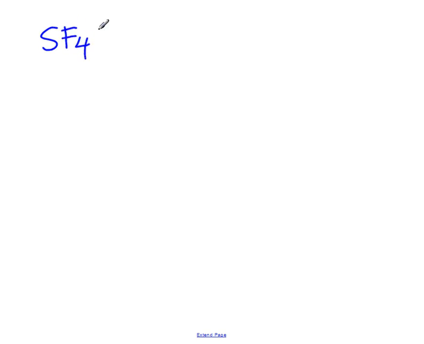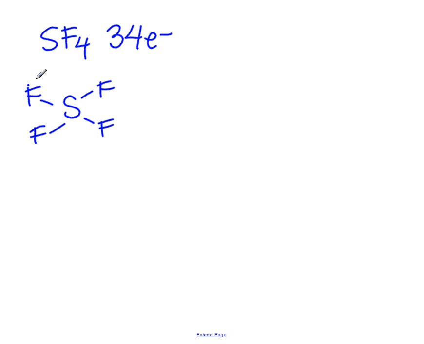What if we have SF4? If we count the valence electrons for this one, you would get 34 electrons. So I do my Lewis diagram sketch, spread out my fluorines, put in my electrons, filling up the ones on the outside first. When I count, I've got 32 electrons. The last 2 have to go on the center.